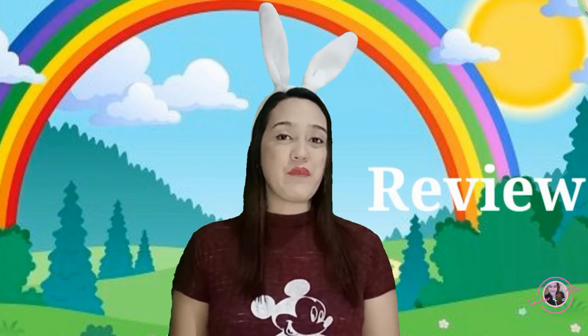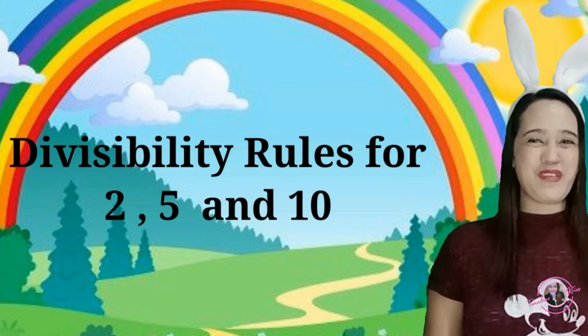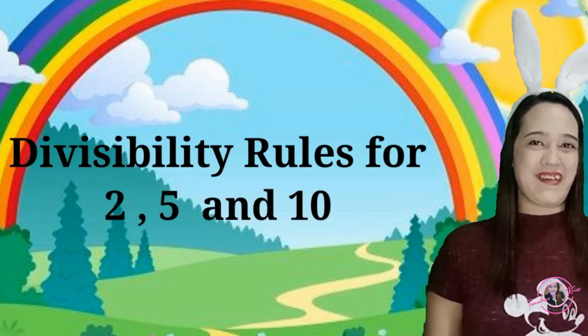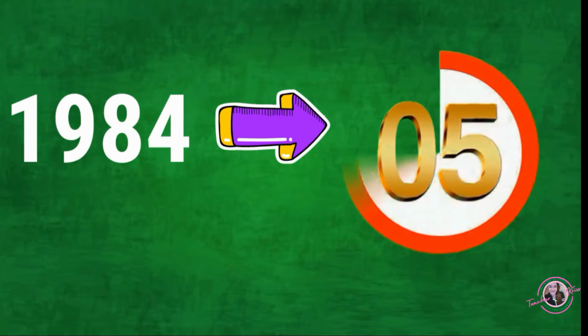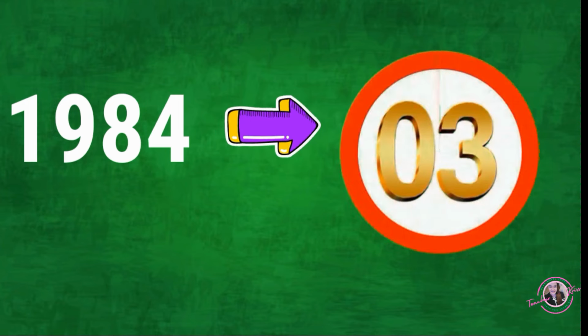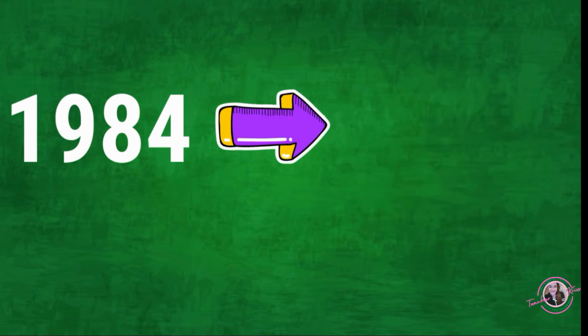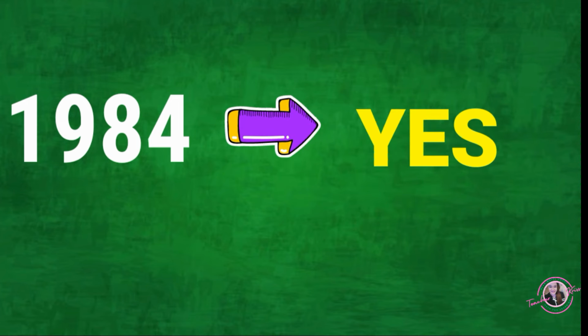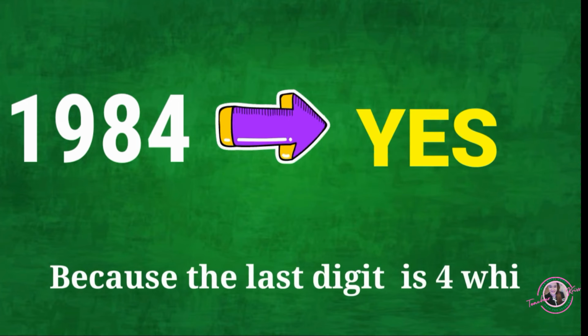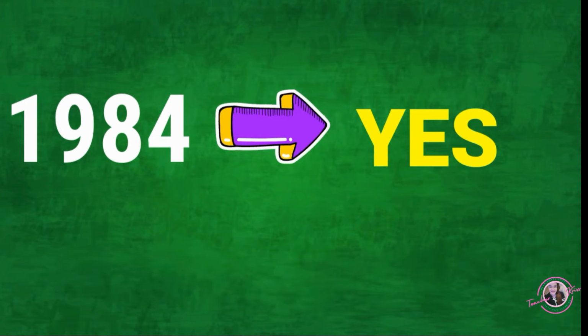But before we start our new lesson for today, let's have a quick review on our previous lesson. In our previous lesson, we learned the divisibility rules for 2, 5, and 10. Is 1984 divisible by 2? The answer is yes, because the last digit is an even number, which is divisible by 2.